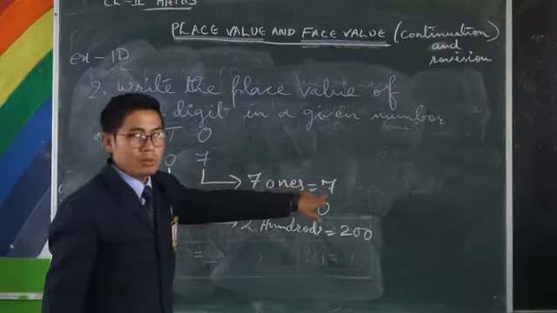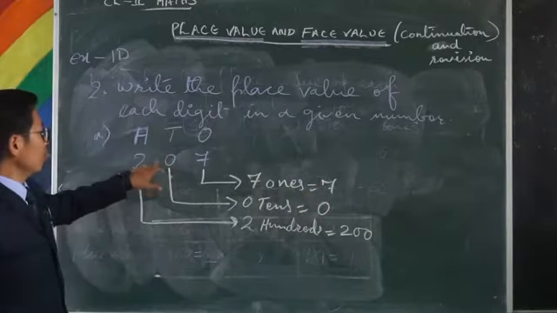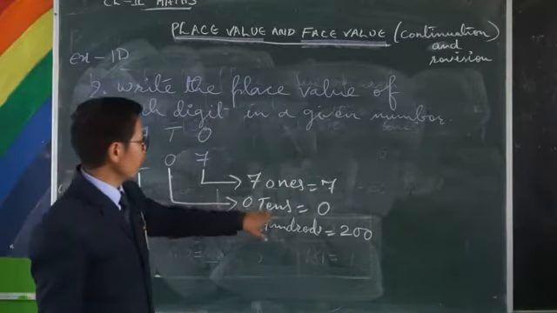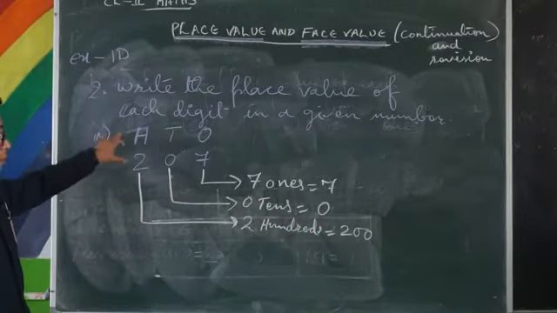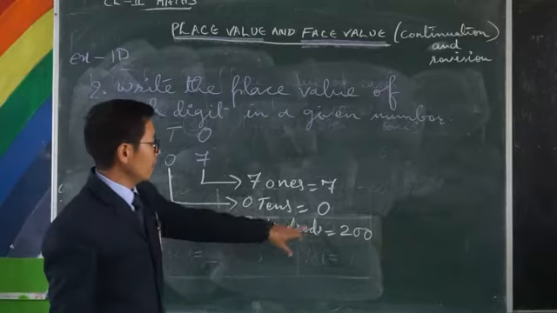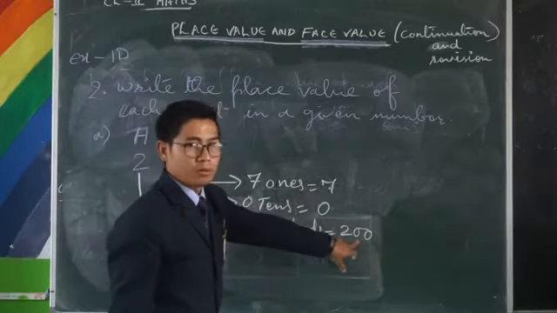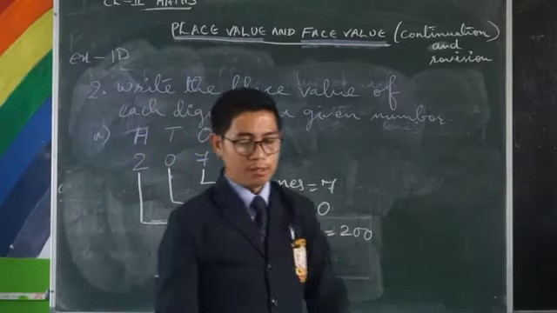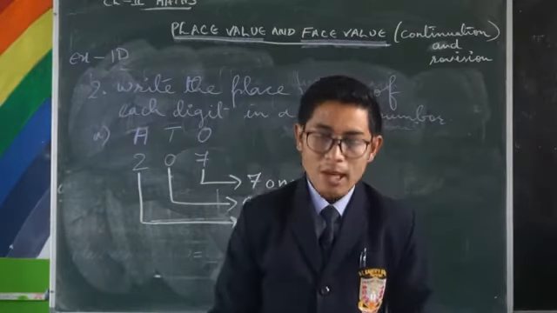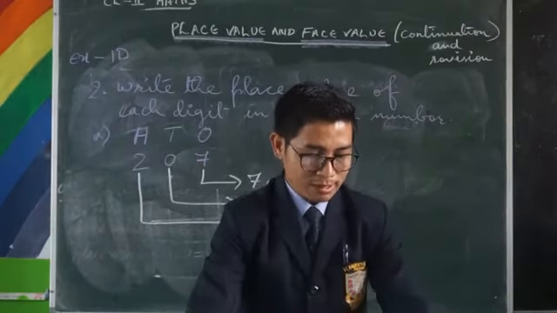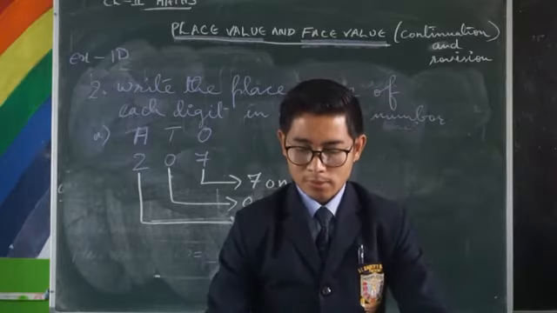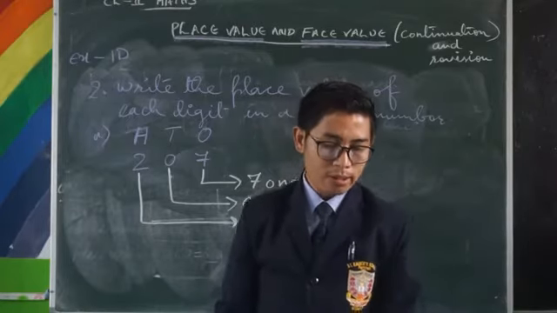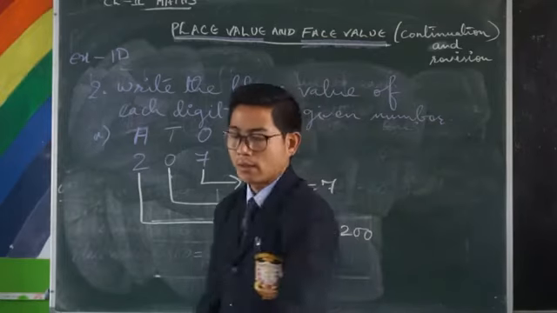So we have got the place value of each digit in a number. 7 ones, it will be 7. Place value of 0, 0 tens, 0. Then place value of 2, which is in hundreds position, is 200. Okay, now I hope you have understood till here, right? Till number 2. Now move on to the next, question number 3, which is fill in the blanks.